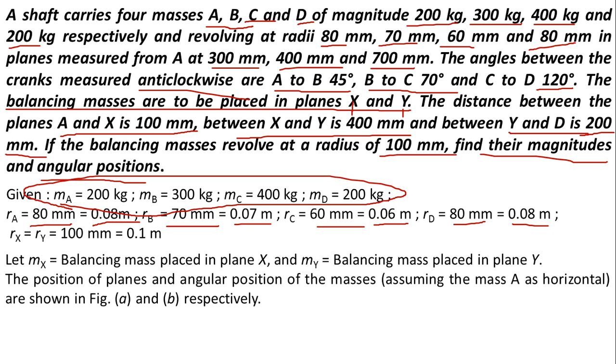So the same thing we have considered: let us take mx as the balancing mass to be placed in plane X, and my as the balancing mass to be placed in plane Y. According to the given data, the first step is to get the positions of the planes, then the angular positions. So first you have to draw figures A and B. In the question, only this data will be given. Using these values, you have to draw the figure correctly first. If you draw the figure correctly, only then will the next step be correct.